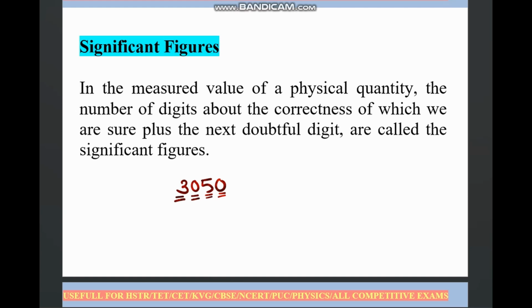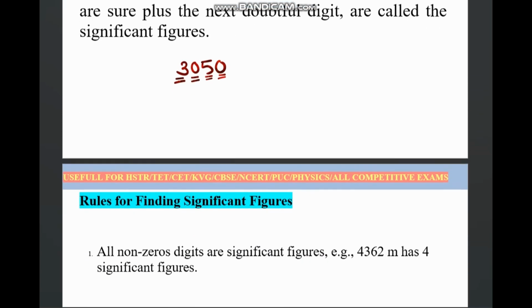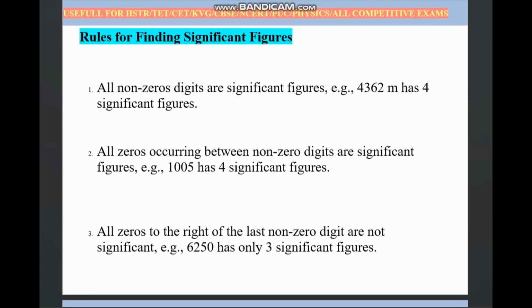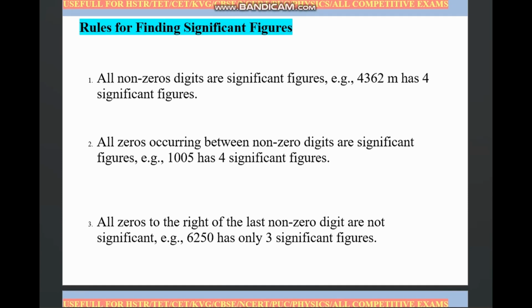figures. First we will see the rules of writing significant figures, then we will see the same example 3050, how many figures are there in this example. So, rules of finding significant figures. First rule is all non-zero digits are significant figures.